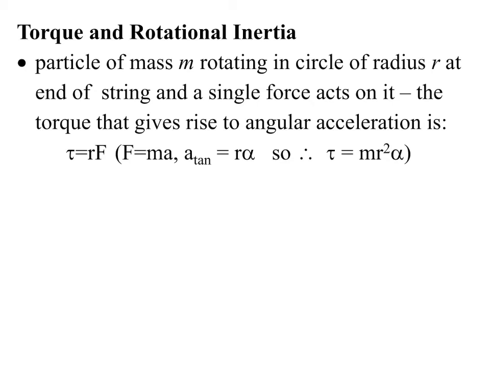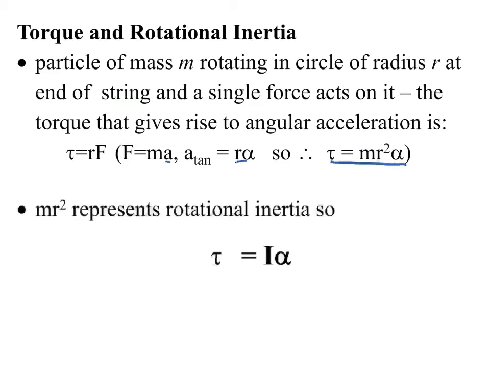But force is equal to mass times acceleration. However, we're talking about tangential acceleration here with that ma. We found out tangential acceleration is r times alpha, alpha being our angular acceleration. Therefore, we substitute that all in, m times r alpha into r times F, and you get torque equaling m r squared times alpha, your angular acceleration.